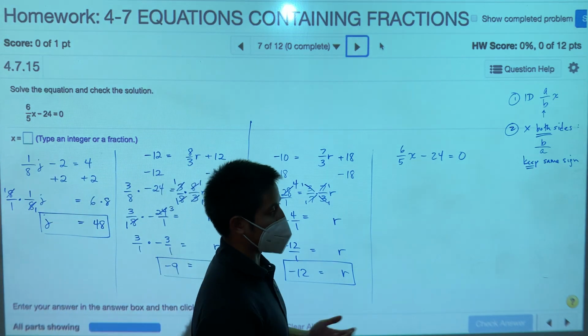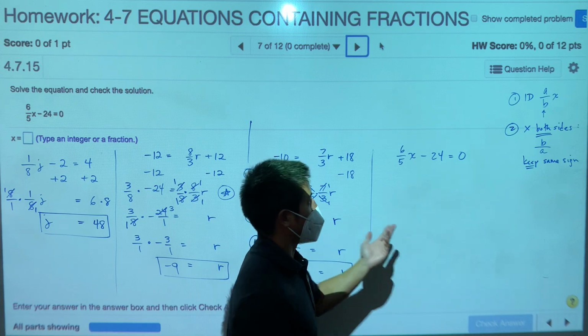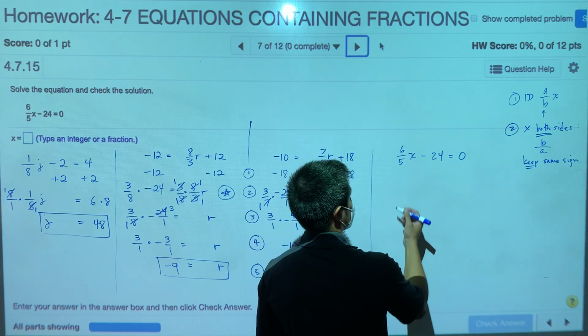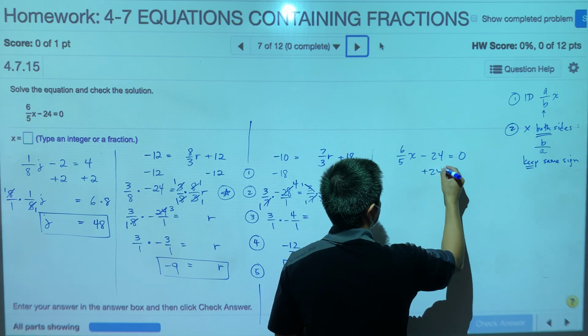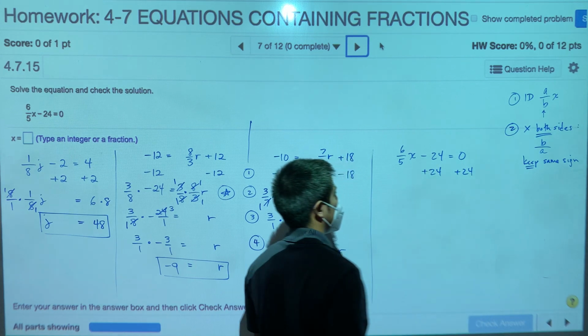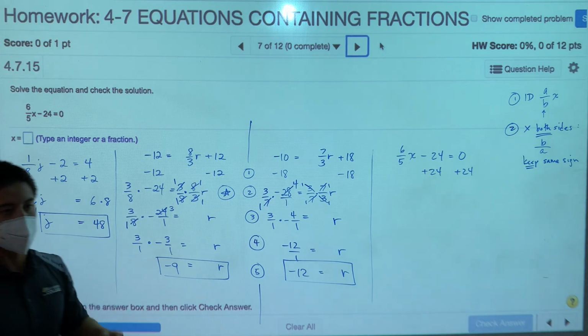What is the most logical and easy thing to move? The negative 24. Why is it the most logical? Because moving 6/5 x just simply looks a little bit more complex. If I simply add 24 to both sides, I'm ready to go. Okay? And again, this isn't really anything new. If you did your previous homework, you did this already.